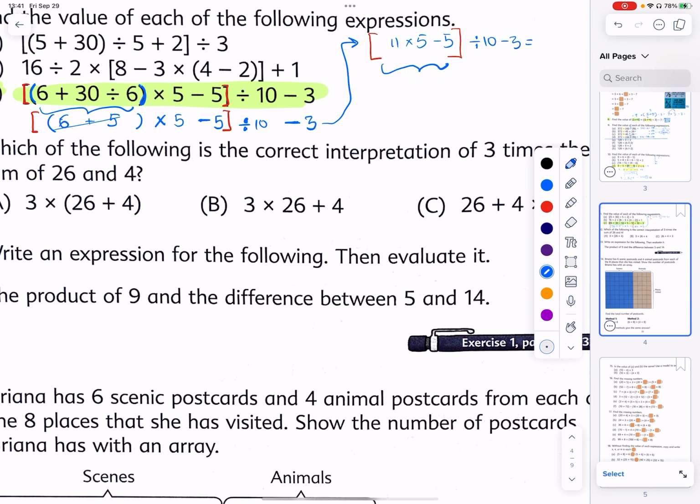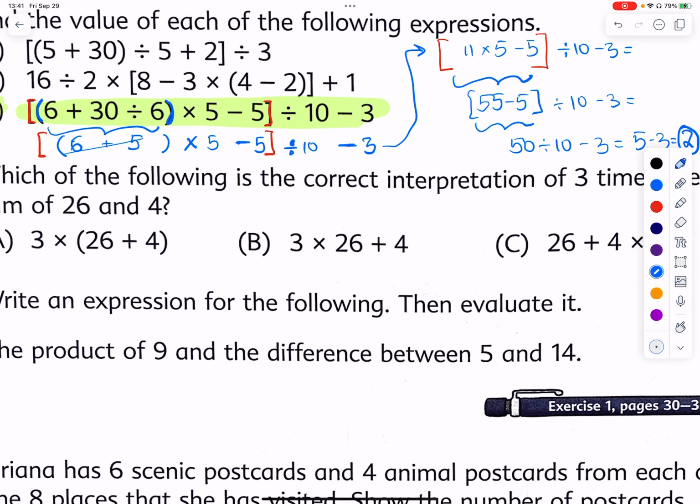Of course, we address the brackets first, and we have 55 minus 5, divide by 10 minus 3. And of course, it is simply 50 divided by 10 minus 3, resulting in 5 minus 3. The answer is 2. If you got 2, we are all correct and on the same page.